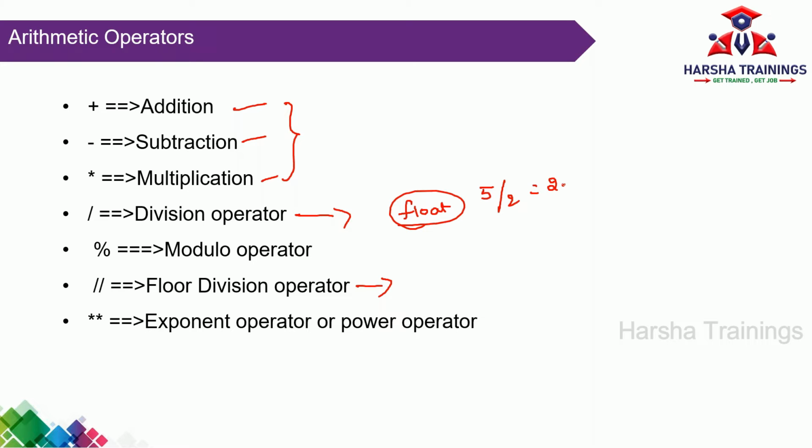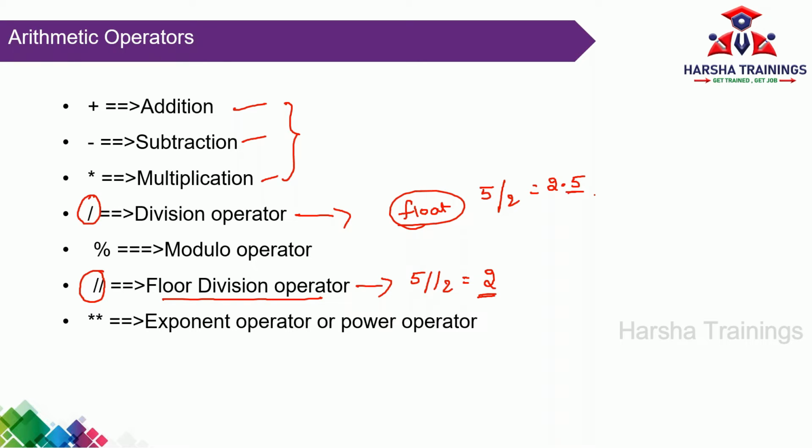The example we discussed is 5 by 2. So it performs exact division. If you are using division, that is a slash symbol, it performs exact division. But coming to this double slash, this is called floor division. What is meant by floor operation? Floor is an integer number. That is simply it removes the point. So 5 double slash 2, the answer is 2 only.